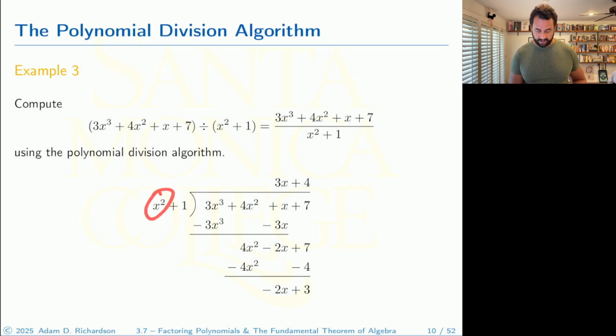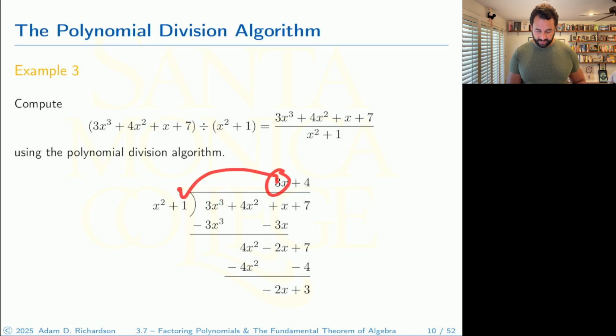We're going to start here and ask ourselves, what do we multiply this by to get 3x cubed? So what do I multiply x squared by to get 3x cubed? The answer is 3x. x squared times 3x equals 3x cubed. And so I'm going to write 3x right here above the linear term x.